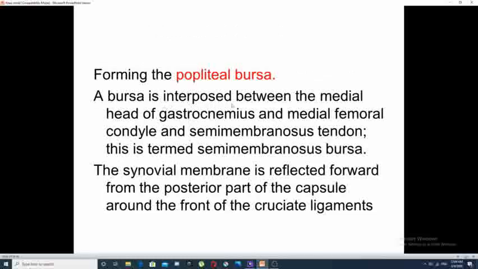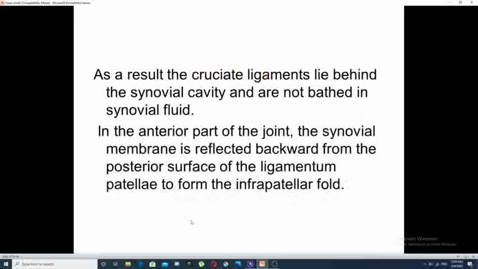A bursa is interposed between the medial head of gastrocnemius, the medial femoral condyle and the semimembranosus tendon, called the semimembranosus bursa. The synovial membrane is reflected forward from the posterior part of the capsule around the front of the cruciate ligaments, and as a result, the cruciate ligaments lie behind the synovial cavity, and they are not bathed in synovial fluid. In the anterior part of the joint, the synovial membrane is reflected backward from the posterior surface of the ligamentum patellae to form an intrapatellar fold.